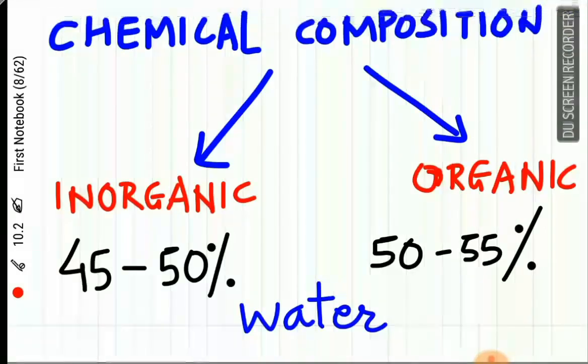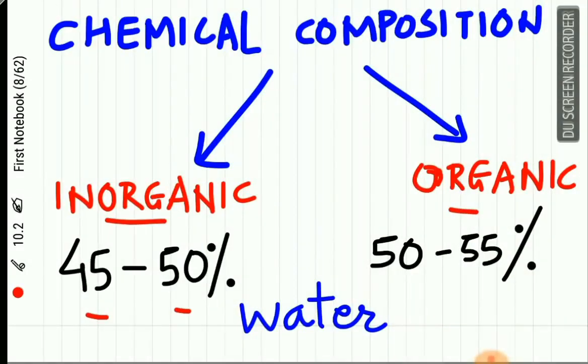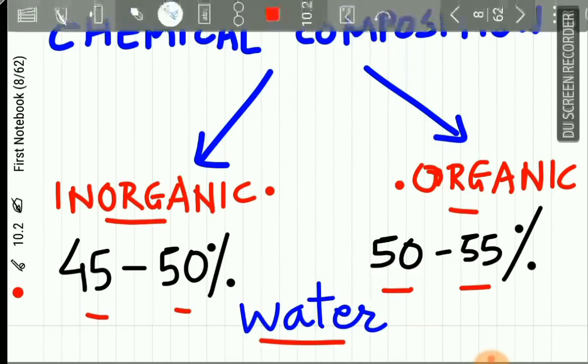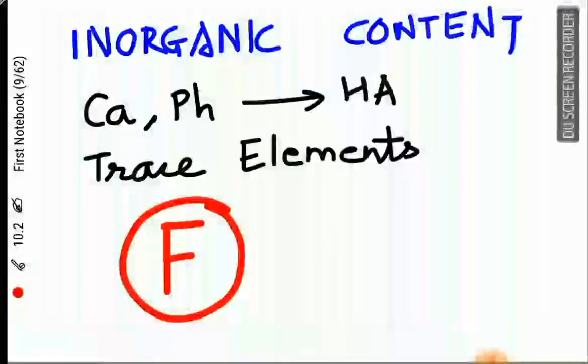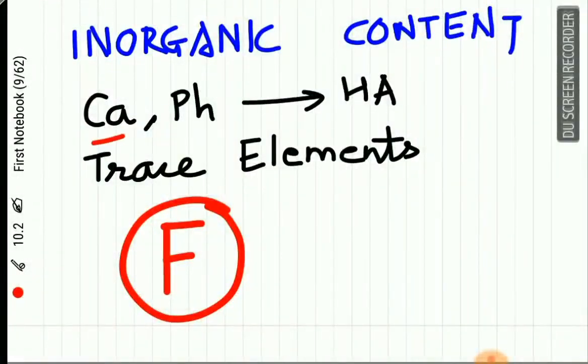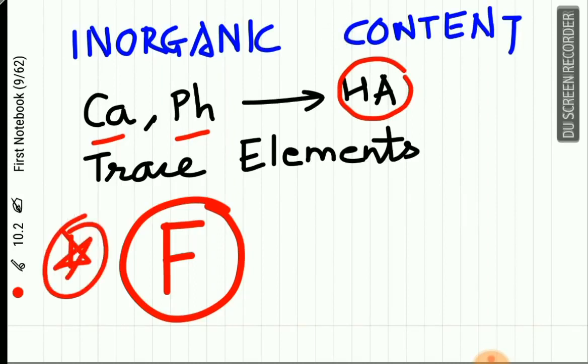The chemical composition is, the inorganic content is 45 to 50%, while the organic content is 50 to 55%. In addition to these inorganic and organic structures, there is also presence of water. The inorganic content is mainly in the form of calcium and phosphate, which forms the hydroxyapatite crystals. Many trace elements are also present. Remember, a very important point here, that cementum has the highest fluoride content of all the mineralized tissue of the body.